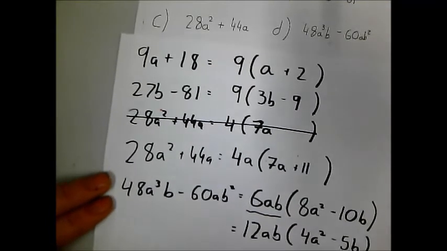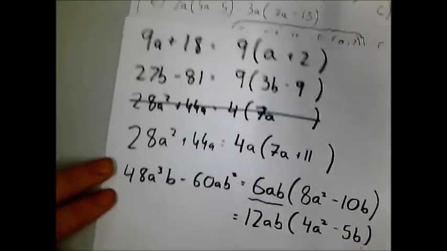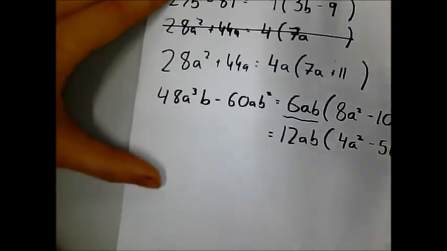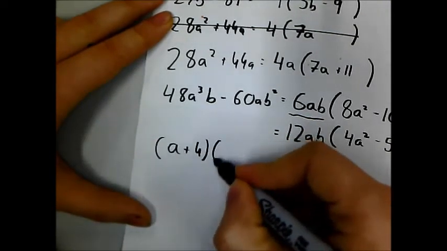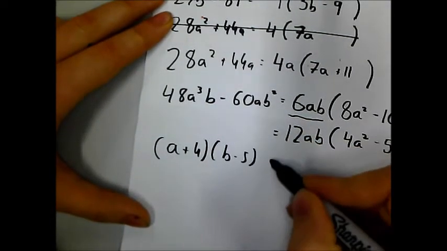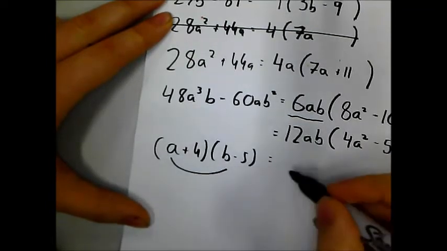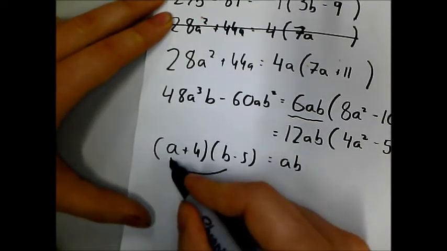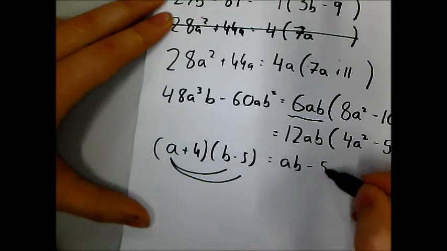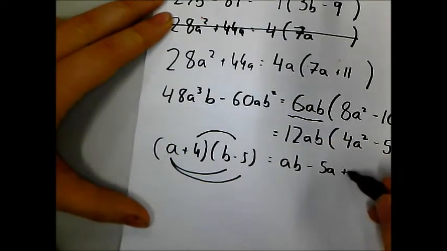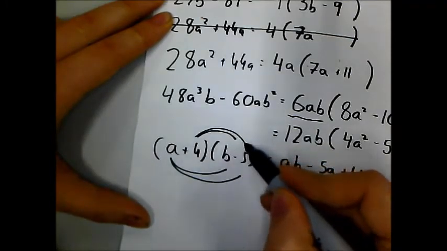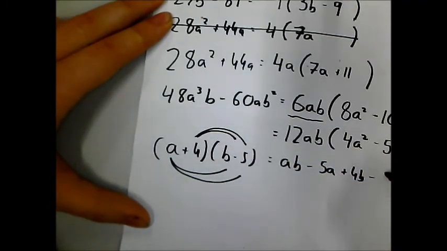Okay, and finally the last question. We want to expand a plus 4, b minus 5. So a times b is ab, a times negative 5 is negative 5a, 4 times b is positive 4b, 4 times negative 5 is negative 20. And that's that question done.